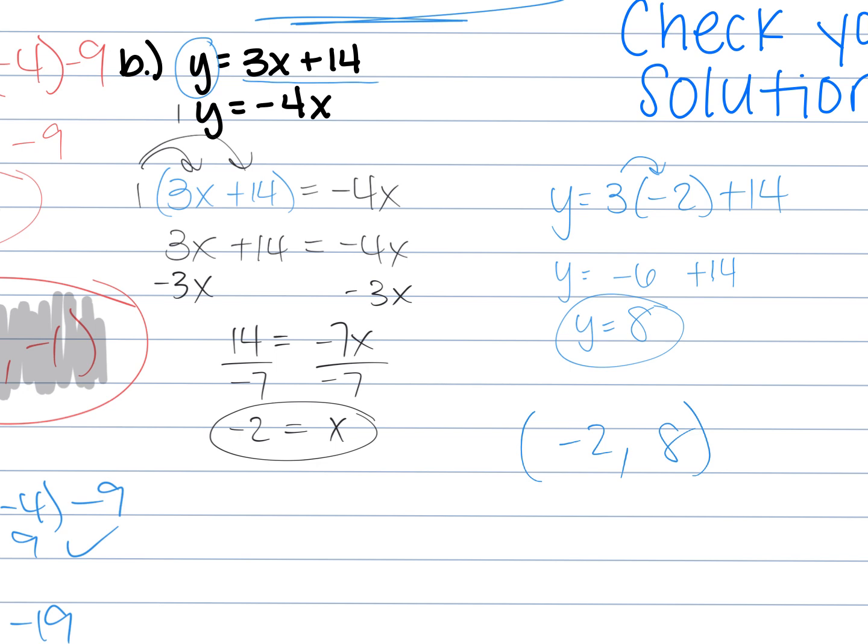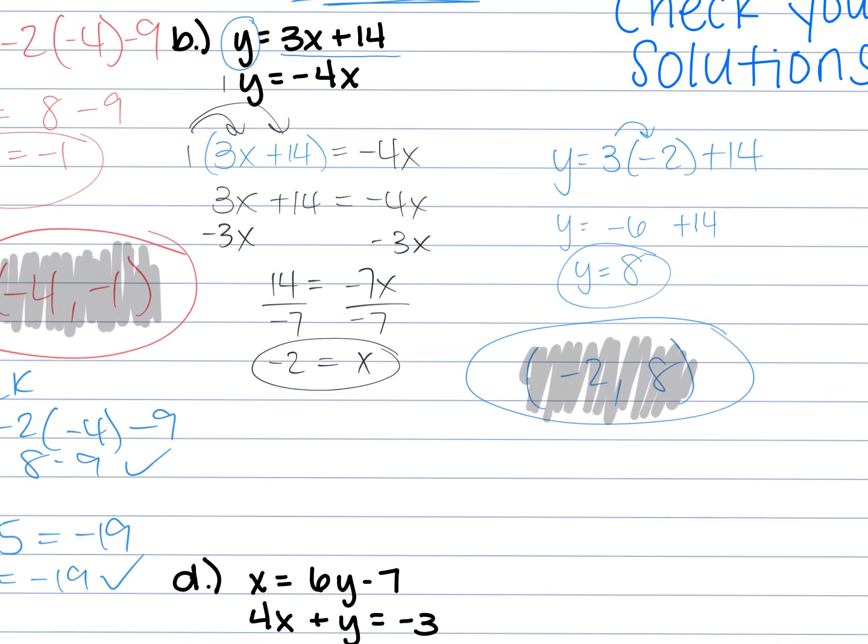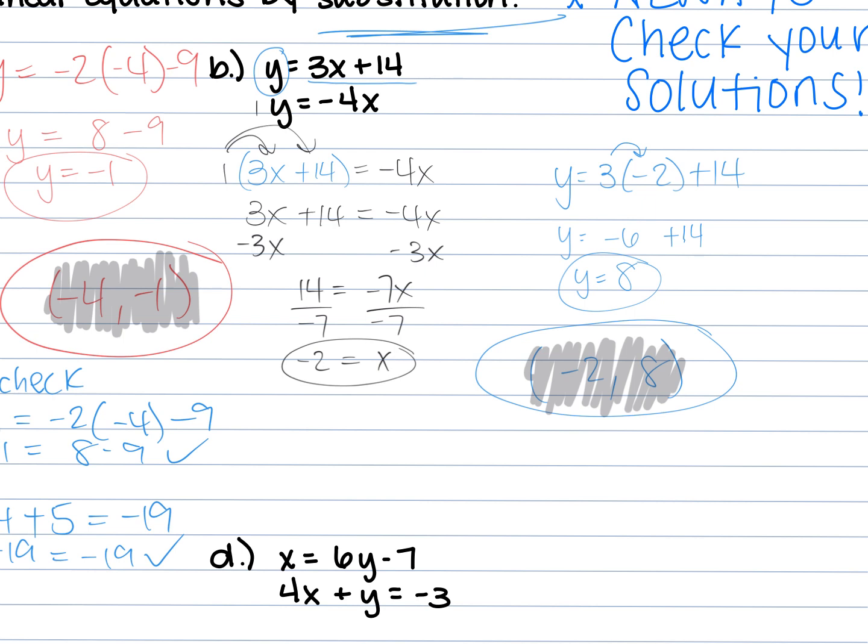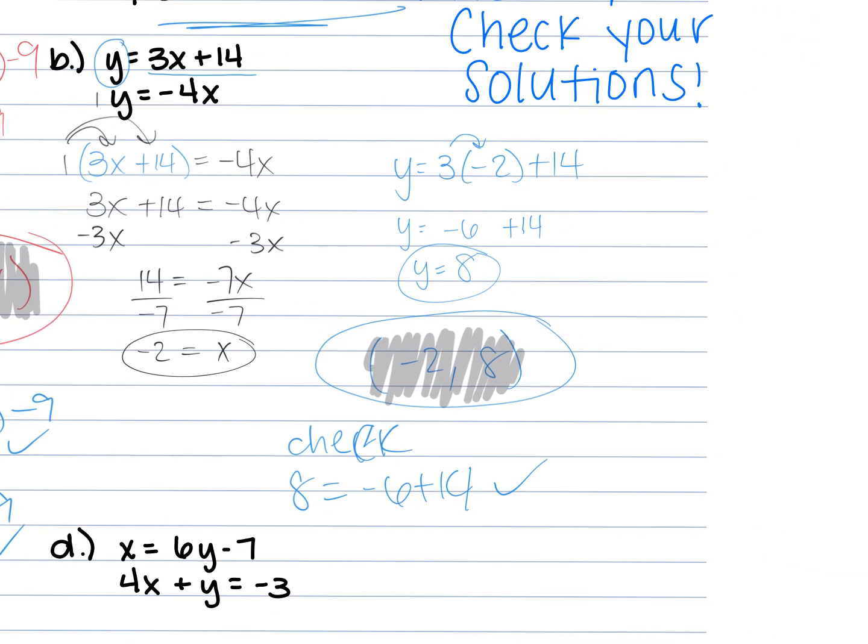Juliana, to make sure I'm right, what can I do? Plug it in, okay? So I'm going to take both of these values and plug them in for both equations. That'll be my check. And it's going to be 8 equals -6 plus 14. That one works for the first one. And it'll be 8 equals -4 times -2. 8 equals 8 for the second one. That one works.